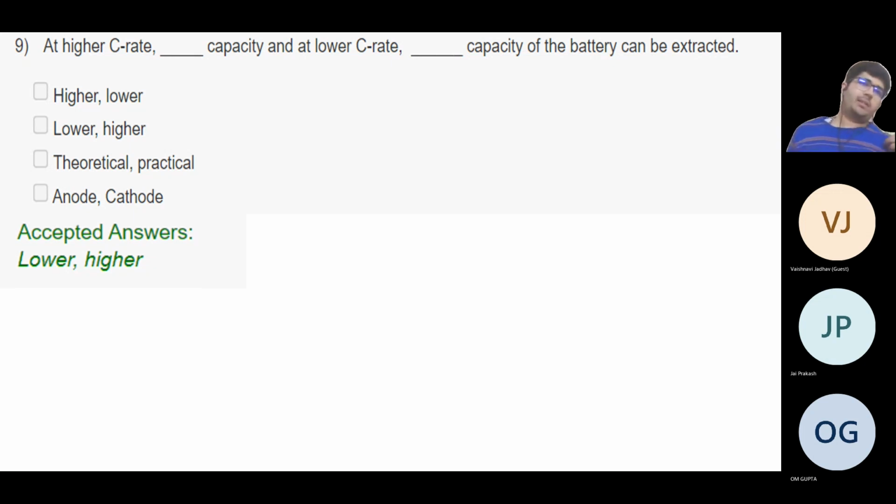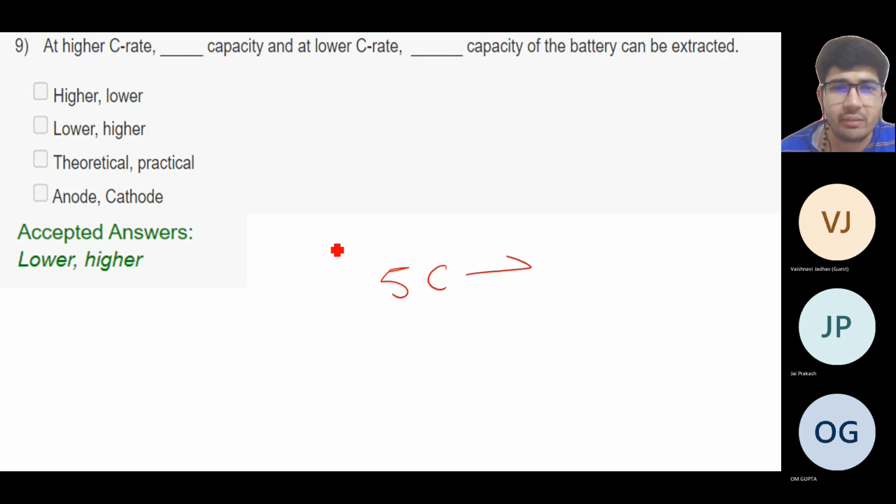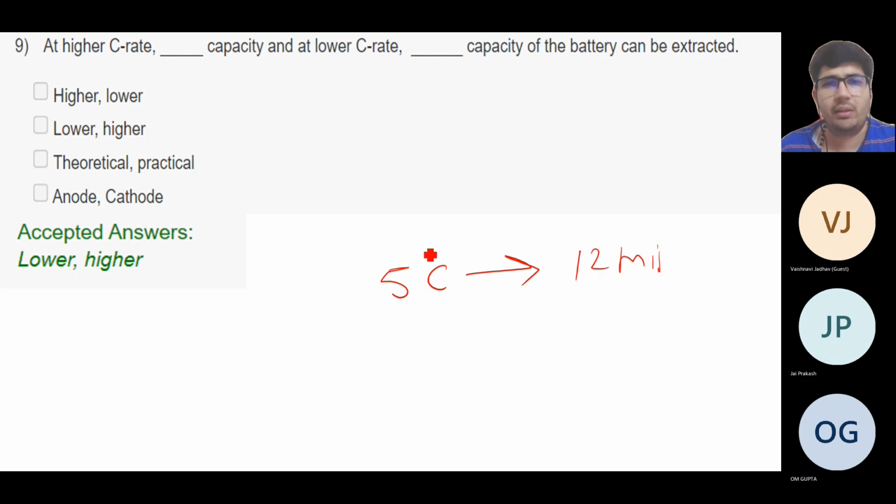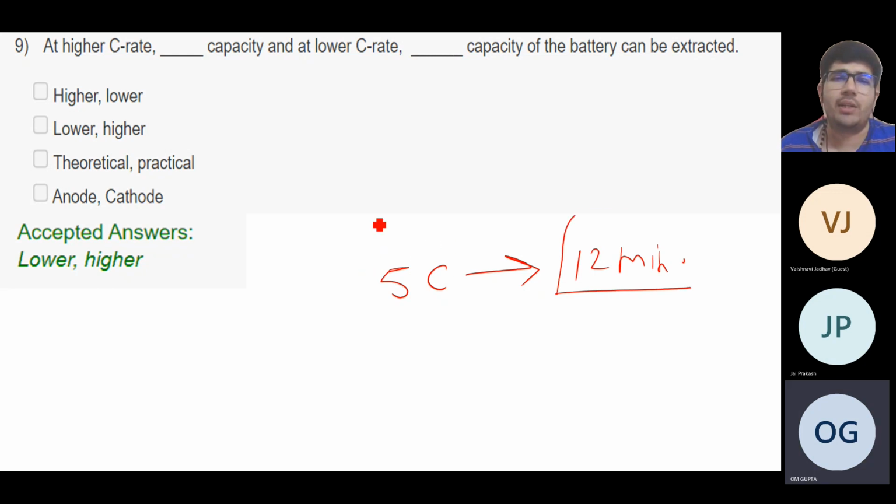Let's see the answer. The correct answer is: at higher C rate, lower capacity, and at lower C rate, higher capacity of the battery can be extracted. What is the meaning of higher C rate? Suppose you have a C rate of 5C, what is the meaning of that? By one-fifth of the time it will give the capacity. So basically only 12 minutes, so 12 minutes it takes to charge or discharge.